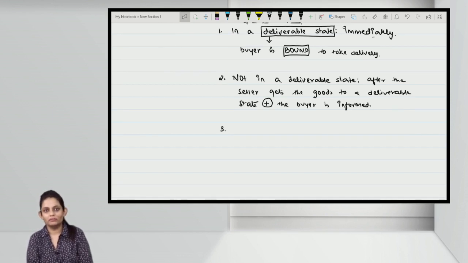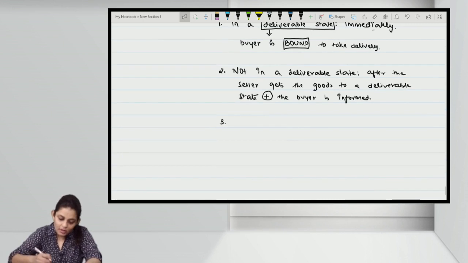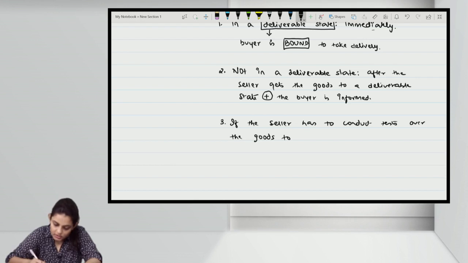When the tests are done. See, it is the seller's goods which he is selling. So, can we say he has a right to test the goods? Yes or no? Yes. So, the seller has to conduct tests over the goods. Now, the whole point is why the seller has to conduct tests over the goods.